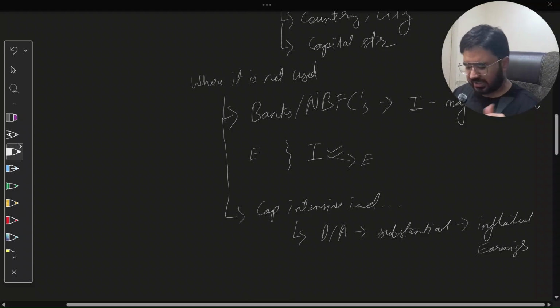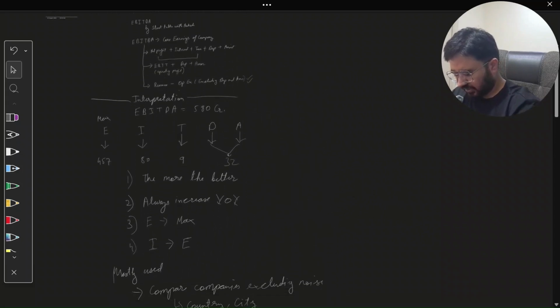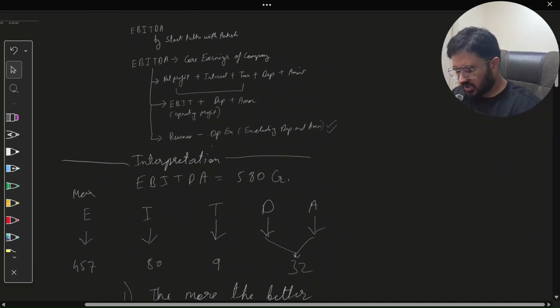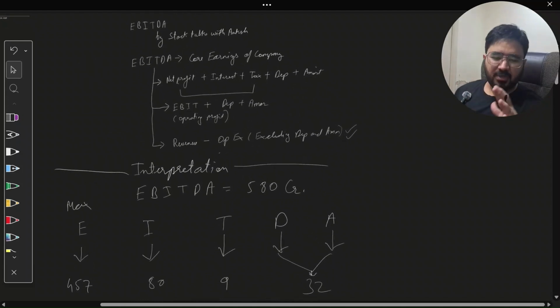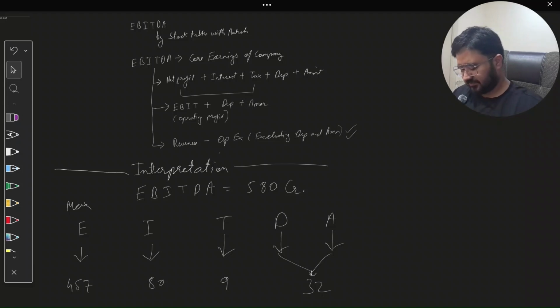Let me just quickly recap what we have learned. So, what is EBITDA? EBITDA is the core earnings of the company, the core profit. It includes the tax, the interest, the depreciation and amortization cost. Adding all up is the EBITDA. The other one is revenue minus the operating cost. It's both one and the same thing.